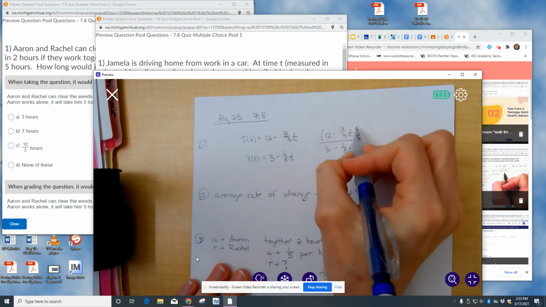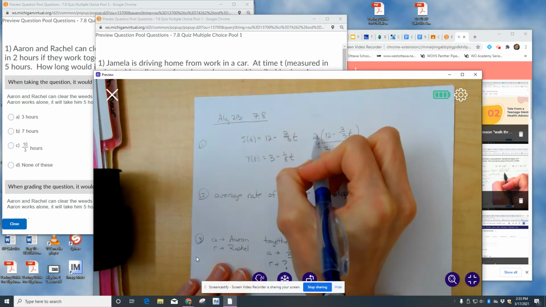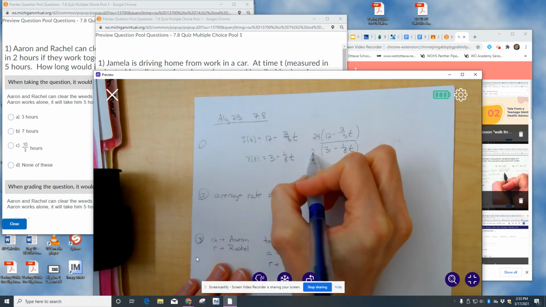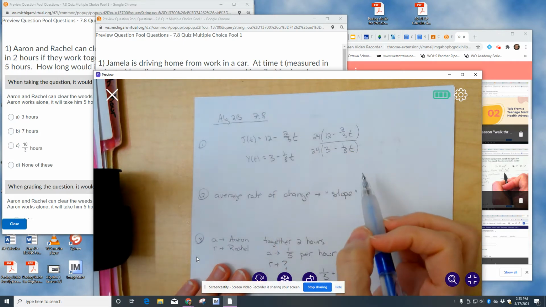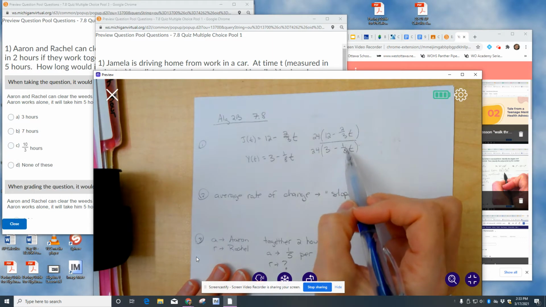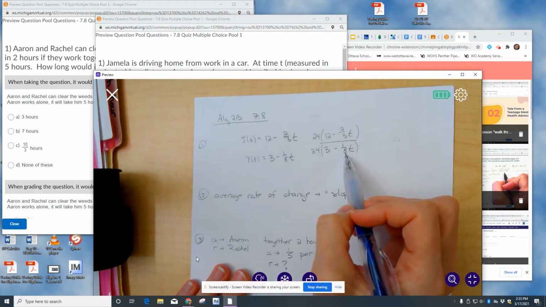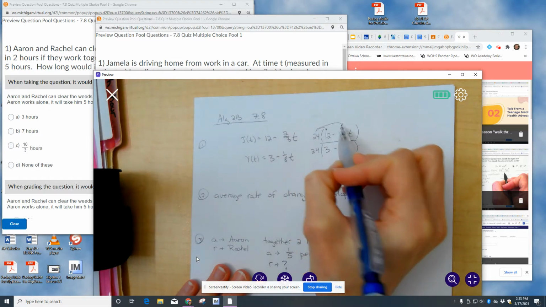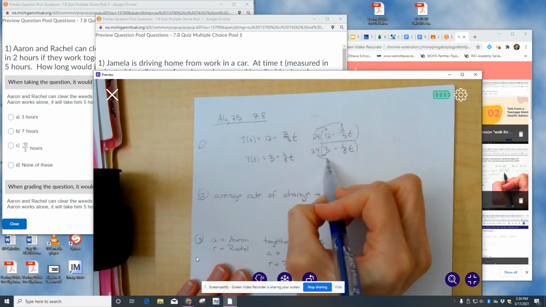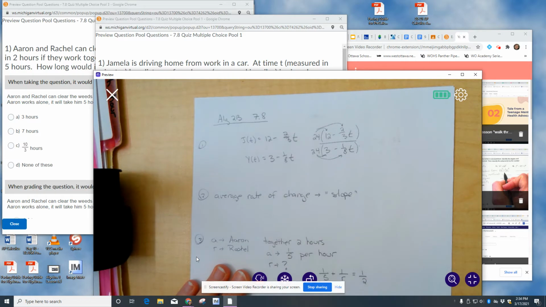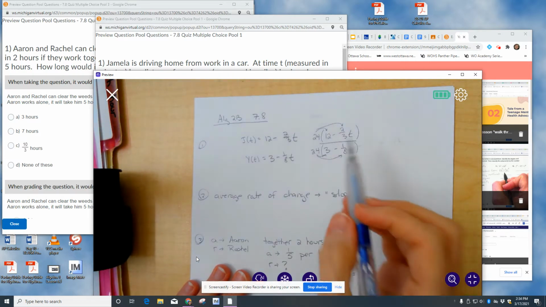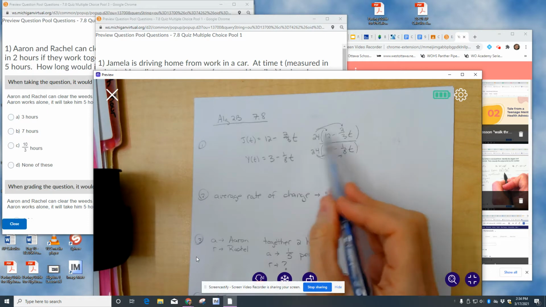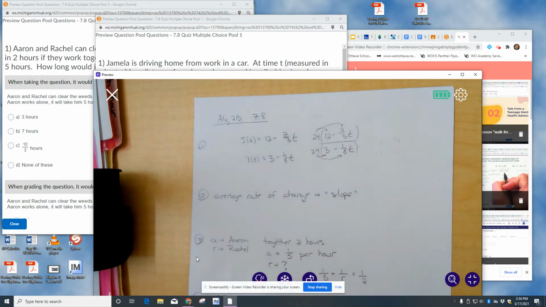So what I want to do is multiply everything by 24. I want to clear out these fractions. And so I'm going to distribute this 24, which is a common denominator for this whole fraction. So that's how you want to simplify these. Common denominator for the whole fraction.